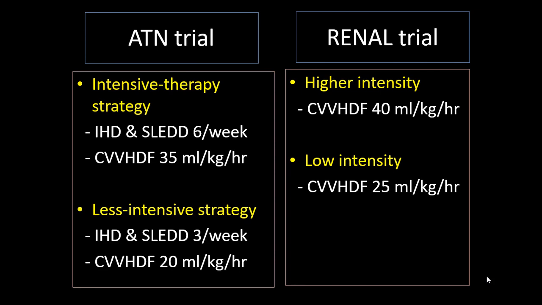In ATN, they looked at intensive therapy, where intermittent hemodialysis or SLED therapy was done daily for a week, or CRRT was done, so CVVHDF at 35 ml per kg, whereas in the RENAL group a higher intensity was defined as CVVHDF of 40 ml per kg. In ATN, less intensive was when intermittent dialysis was done thrice weekly, or CVVHDF of 20 ml per kg, and low intensity in RENAL was almost about the same level.